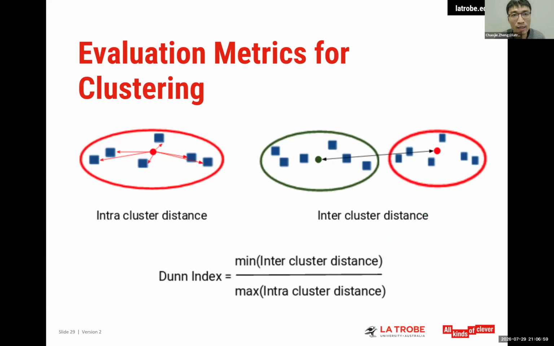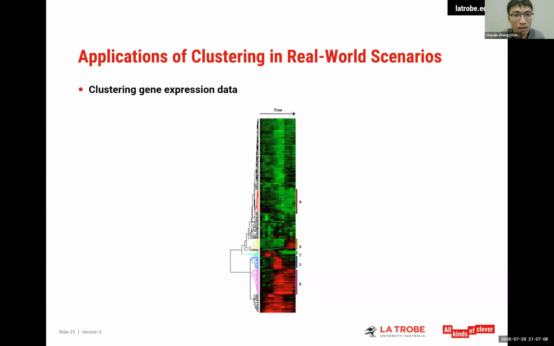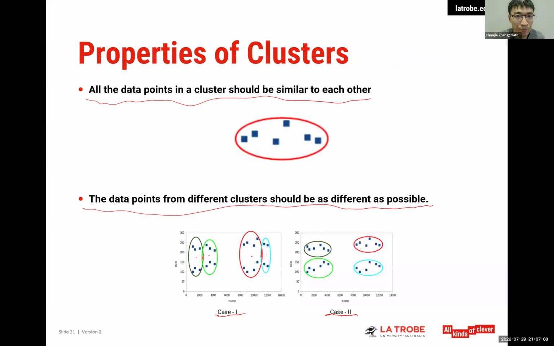And how can we evaluate the clustering result? We have already got an intuitive feel about the expectation of what a good clustering result is. All the data points in a cluster should be similar to each other, and the data points from different clusters should be as different as possible. How can we translate these two requirements into an evaluation measure?